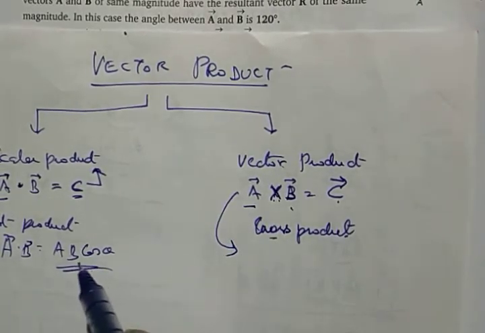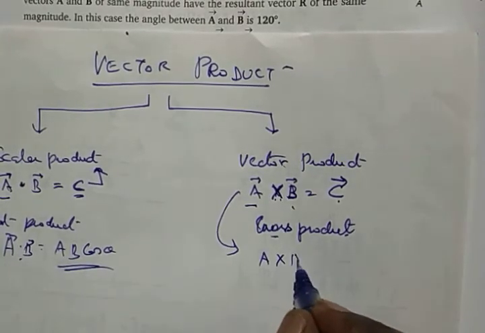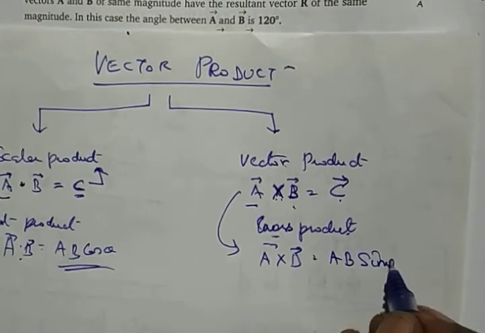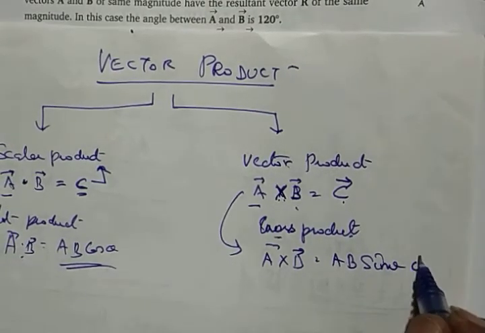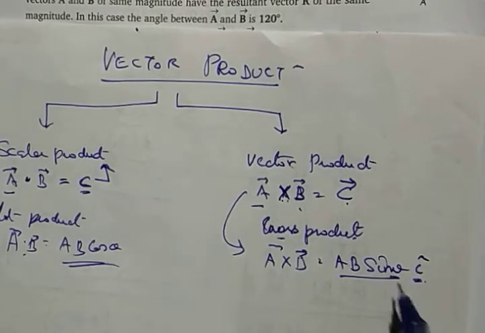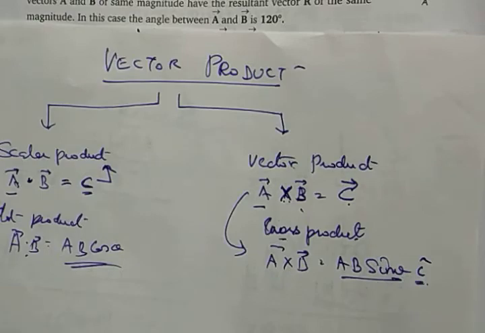And quite similar, you will get A dot B is equal to AB cos theta. Here A cross B will be equal to AB sin theta. And C cap will be there because there is a magnitude, there is a direction. This is the magnitude, this is the direction. We'll try to explain this one and clearly define how it is.